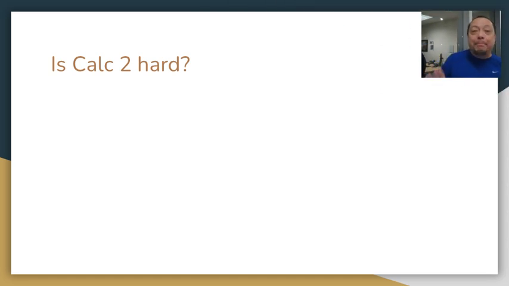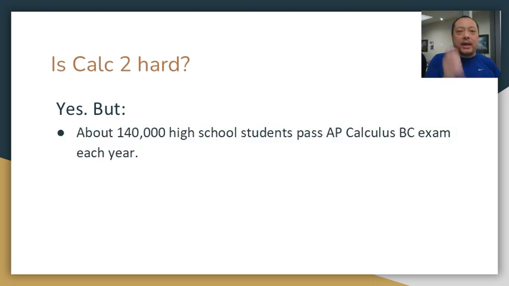So you might think I'm making it like Calc 2 is really hard. Is it? Yes, it is. But check this out. Every year, about 140,000 high school students pass the AP Calc BC exam. That's the high school equivalent of Calc 2.